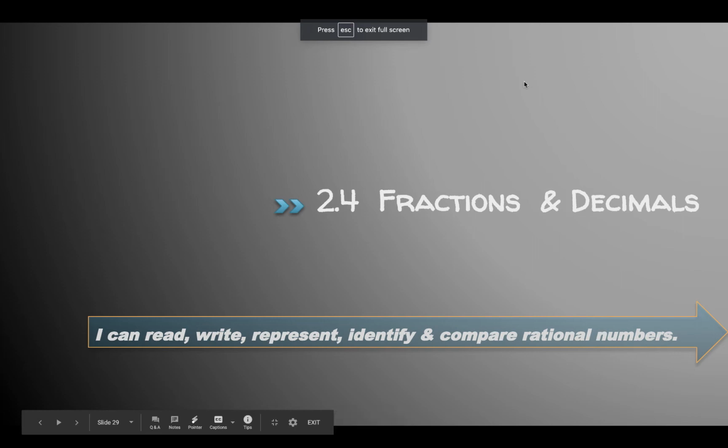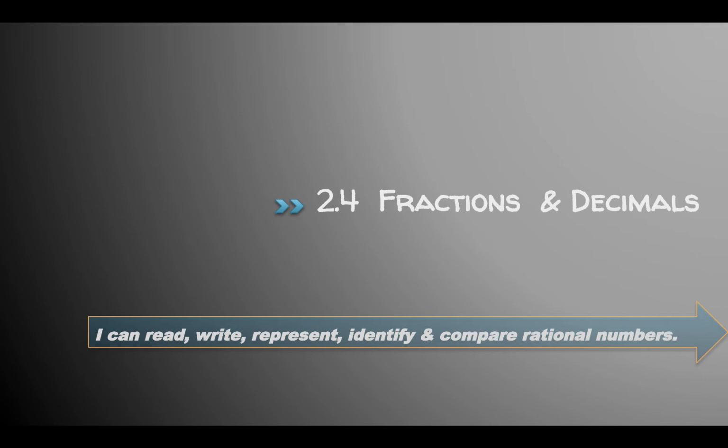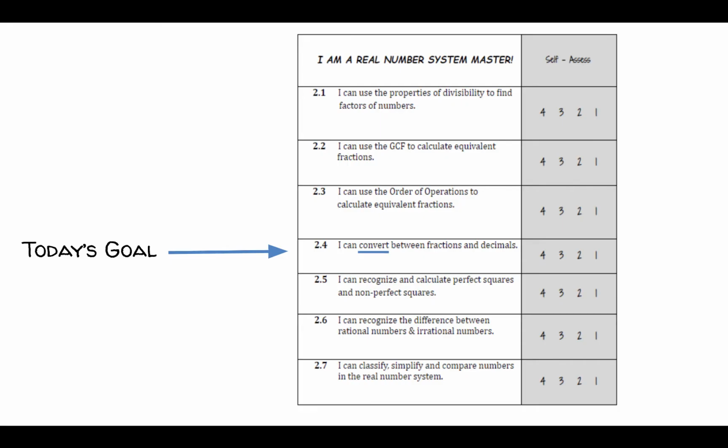Find your 2.4 fractions and decimals notes. We're going to go through those together today and get those all written down. Here is our standard. I can read, write, represent, identify, and compare rational numbers. And our rational numbers today are going to be fractions and decimals. Our goal is I can convert between fractions and decimals.